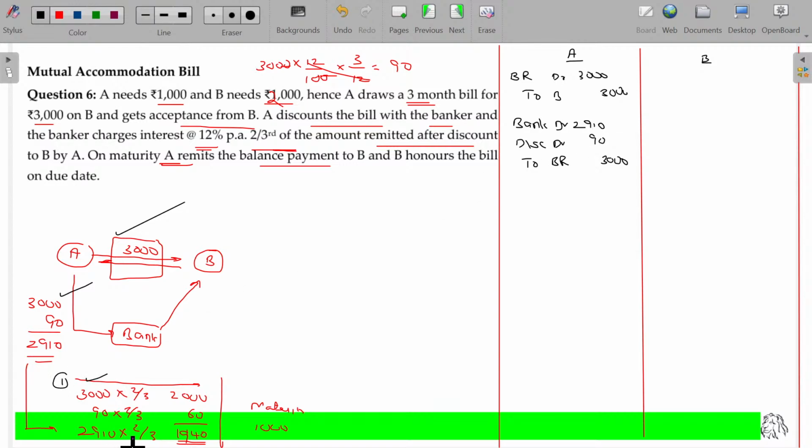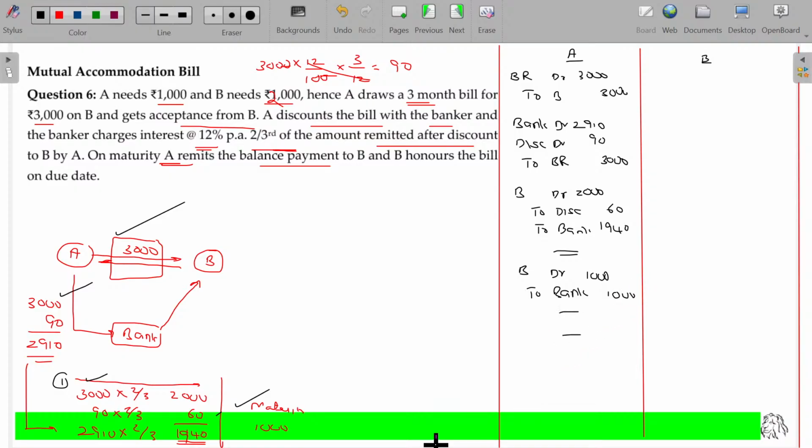Out of that, the first payment is released, two-thirds along with the interest: B account debit, share 2000 rupees. While making the payment, discount is also charged. The discount for that share being 60, the balance payment to bank being 1940. Now on maturity, the other balance is also paid, which is 1000 rupees: B account debit to bank. The 1000 rupees payment is over.